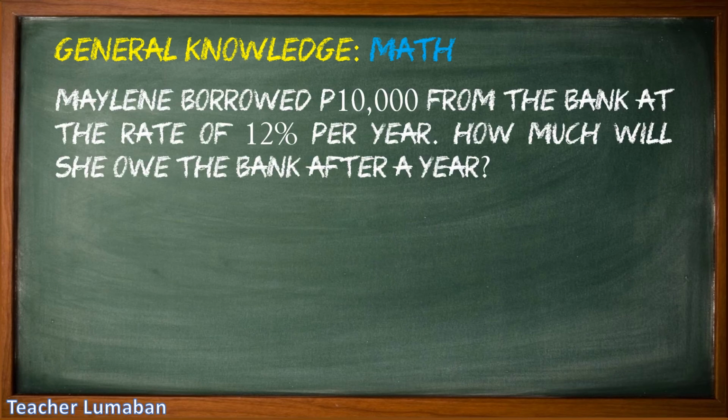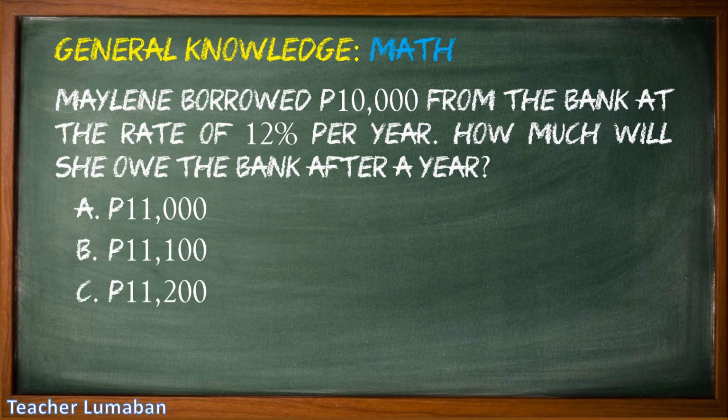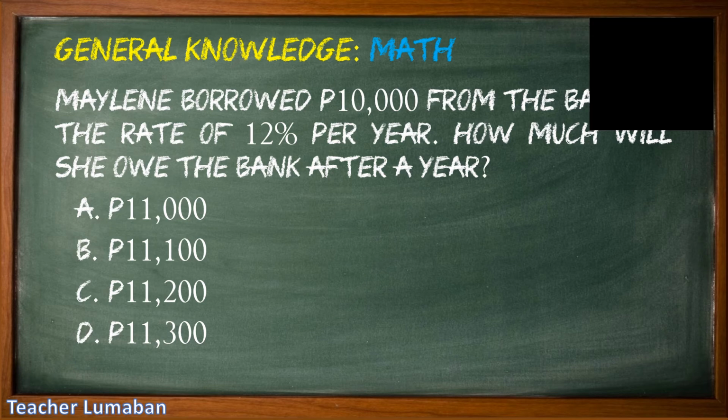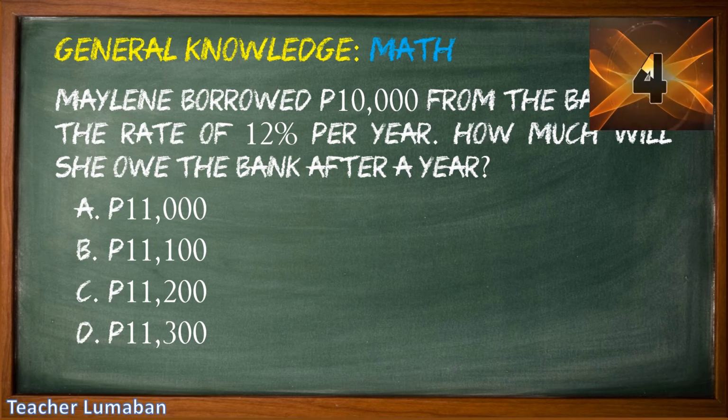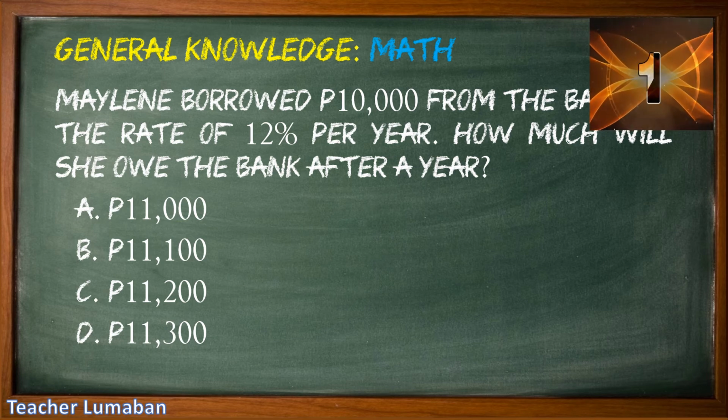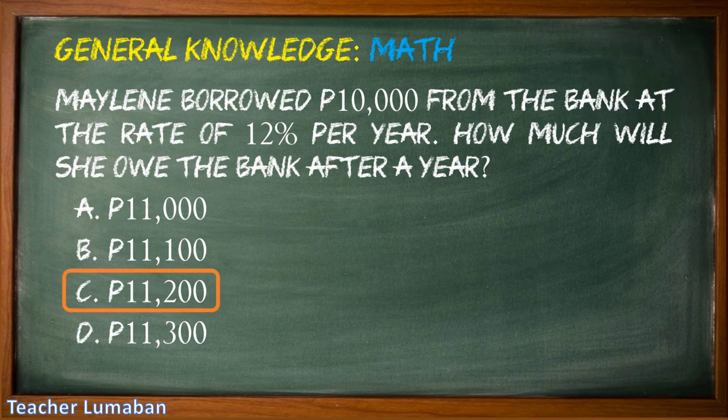Maylene borrowed 10,000 pesos from the bank at the rate of 12% per year. How much will she owe the bank after a year? Letter A, 11,000 pesos. Letter B, 11,100 pesos. Letter C, 11,200 pesos. Letter D, 11,300 pesos. Please choose the suitable answer to the following choices in 5 seconds. 5, 4, 3, 2, 1. The correct answer is letter C, 11,200 pesos.